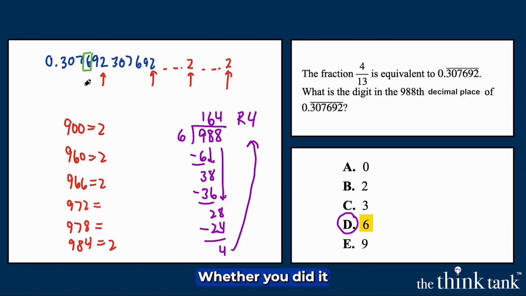Whether you did it the multiple way that I showed you first or the long division way, this is a skill you should really learn because they love this one on the ACT and SAT. If you got it, good thinking.